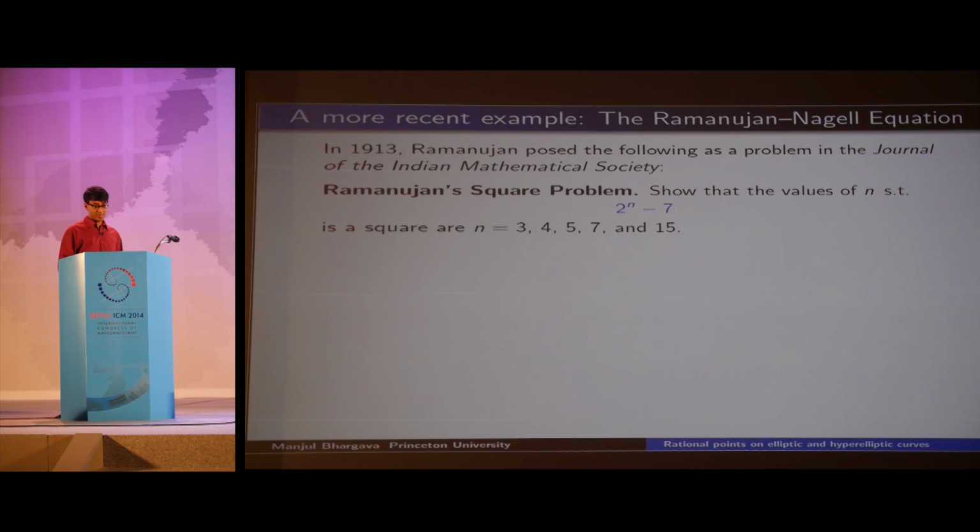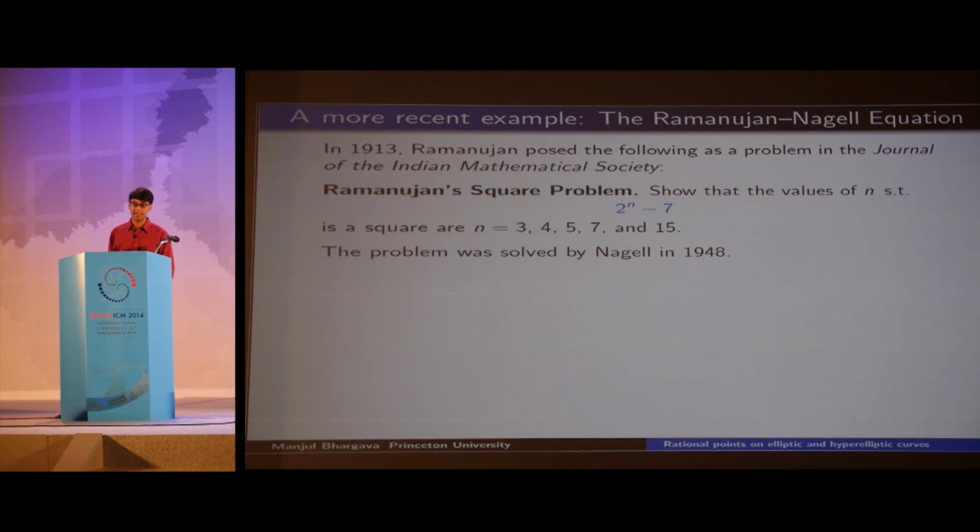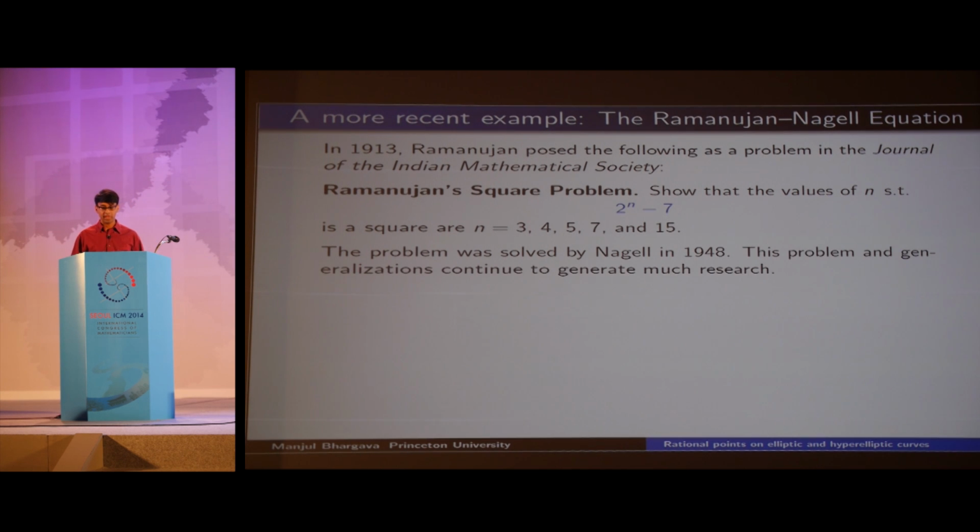And Ramanujan claimed that there are no other solutions. This problem remained unsolved that year in the journal. But 35 years later, the problem was solved and proved in the positive by Nagel in 1948, using some very novel methods in Diophantine analysis, which have since influenced the field quite heavily. And so this problem continues to generate much research due to the methods that were introduced to solve it.